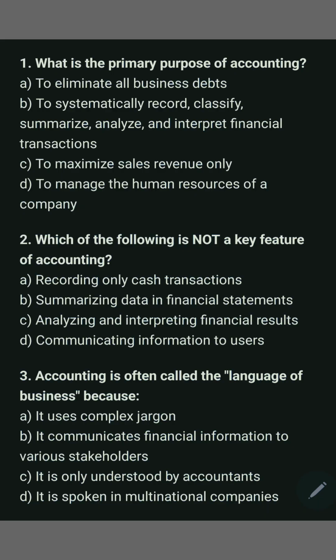Next one is, which of the following is not a key feature of accounting? You have to tell which option among these four is not a key feature of accounting. The first one is recording only cash transactions. Second, summarizing data in financial statements. Third one is analyzing and interpreting financial results. And the last one is communicating information to users. But we have to see which is not a key feature of accounting. You can make a guess.